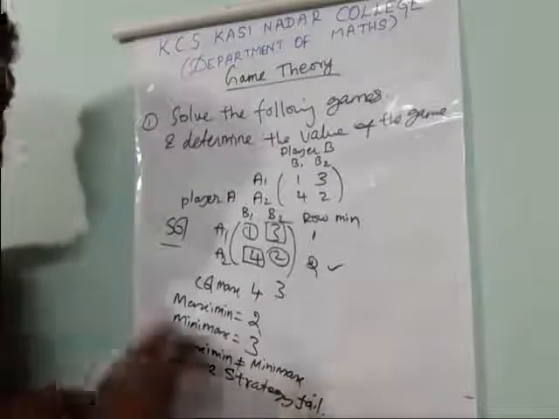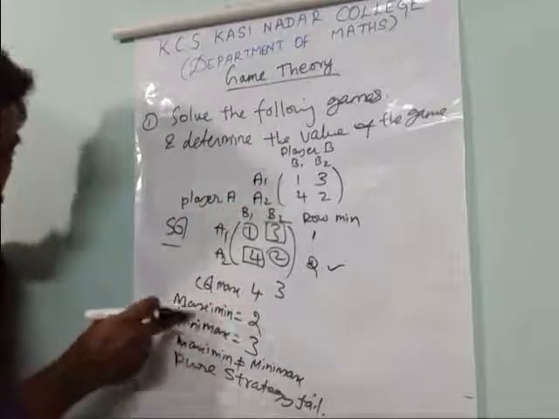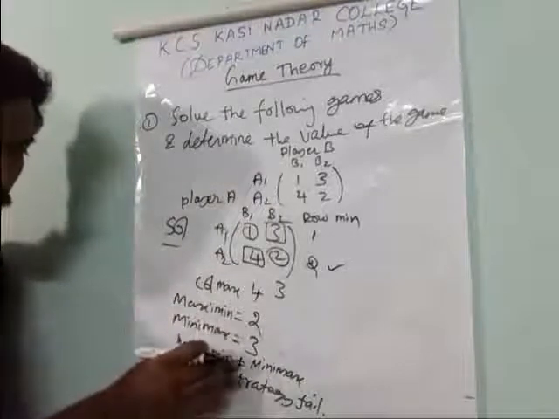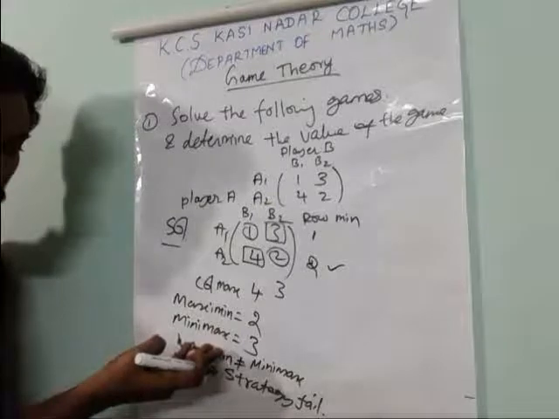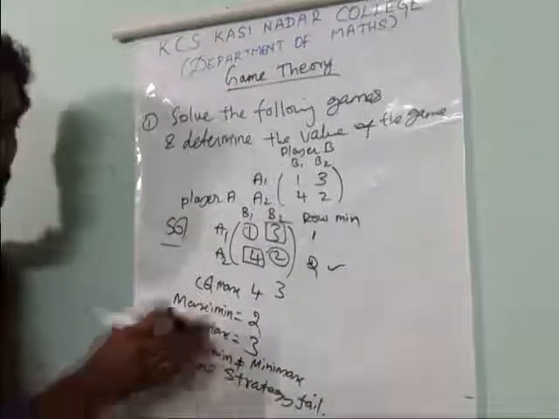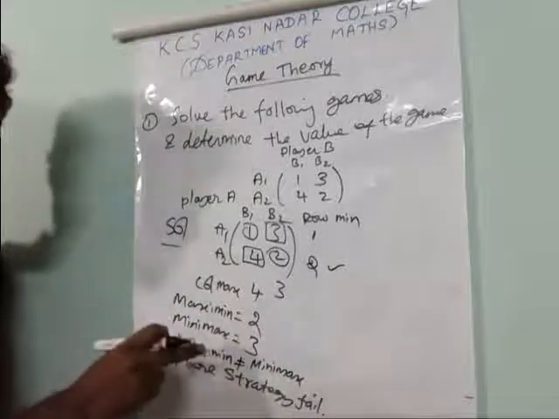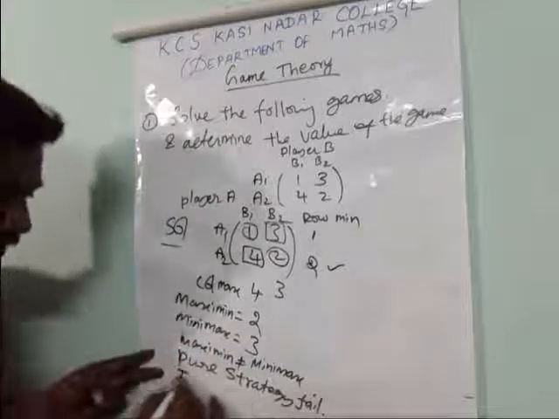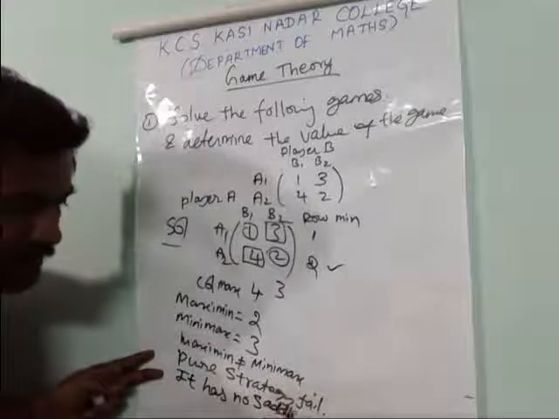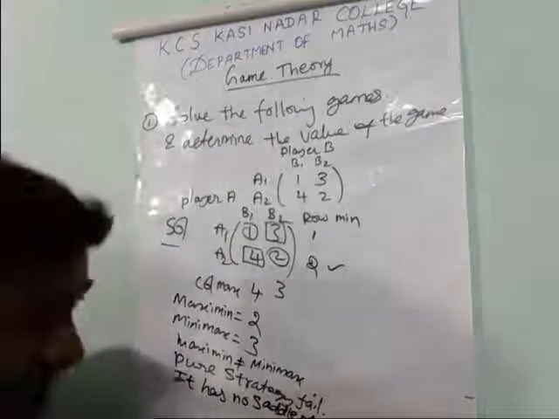So what do you do? If it is a 2 by 2 matrix and the maximin and minimax are equal, that is the value of the game. Here both are not equal, but it is a 2 by 2 matrix, so you go to the mixed strategy method. Since the pure strategy fails, this problem has no saddle point. So now you go to the mixed strategy method.